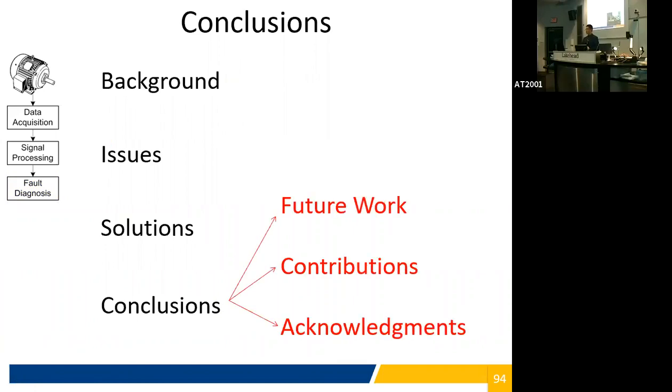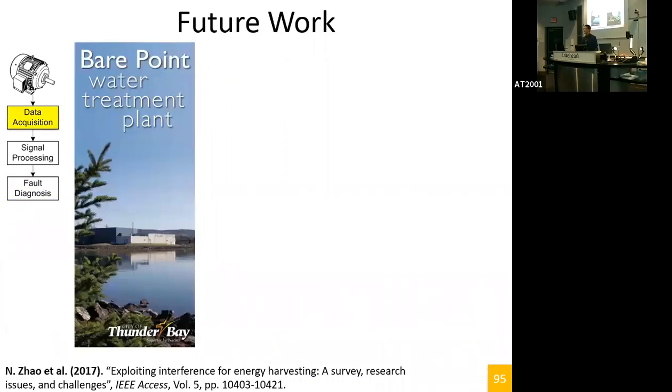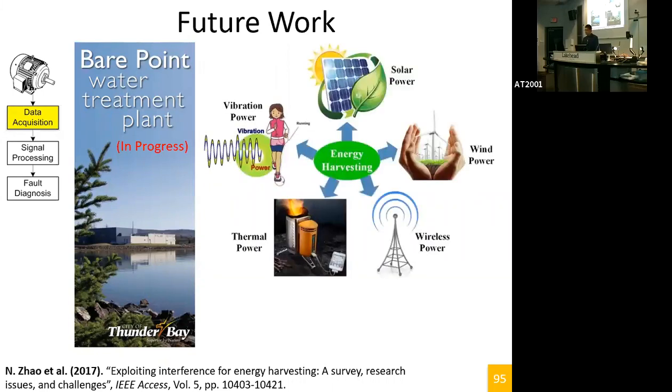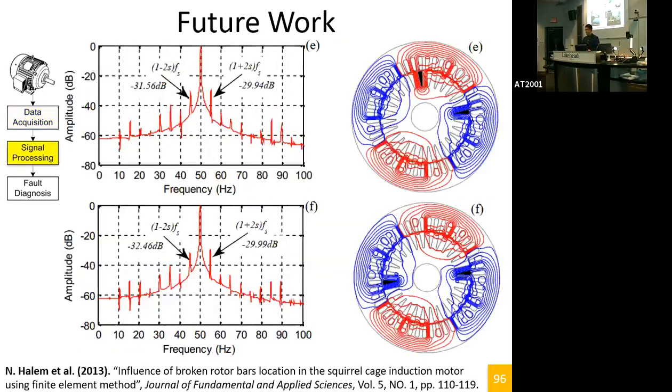Now, in addition to these conclusions, let's look into some future work, and really importantly, contributions and acknowledgements. Okay, so future work. In progress right now by my colleague Hiren, we are implementing our sensors in the water treatment plant. Also, a significant avenue of future work here is energy harvesting for these sensors. The sensors we developed are strictly battery powered. Having energy harvesting would increase the practicality of smart sensors in industrial environments.